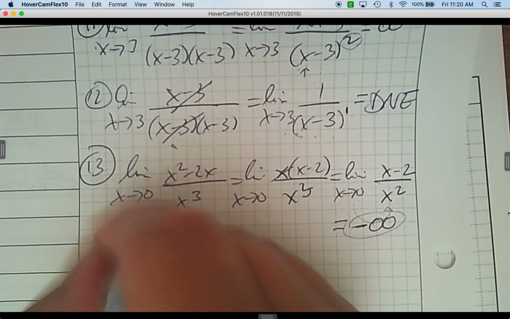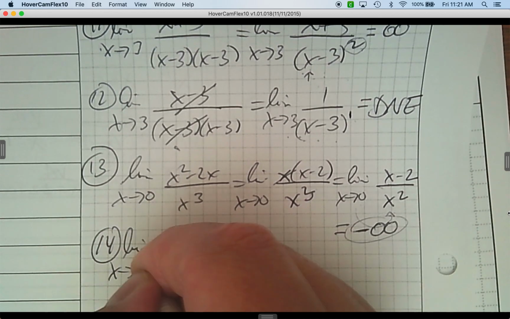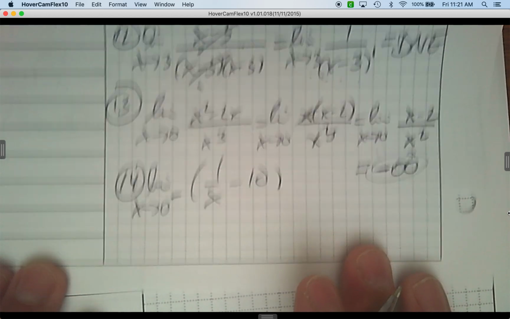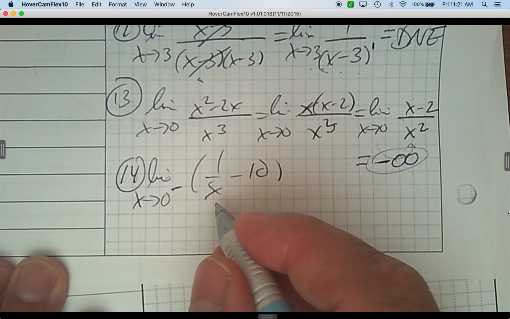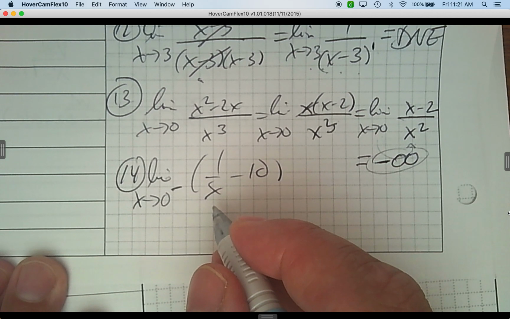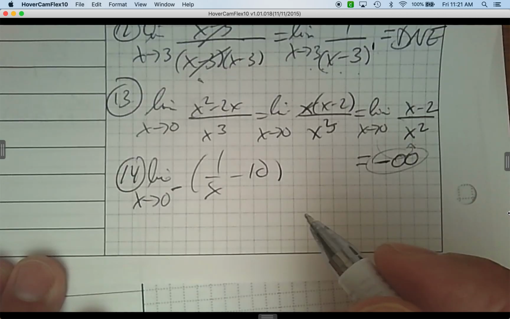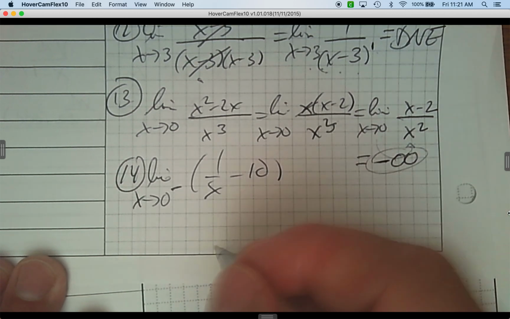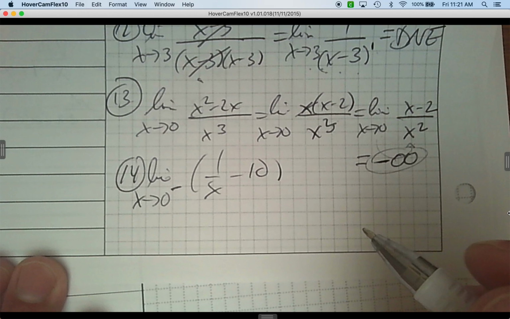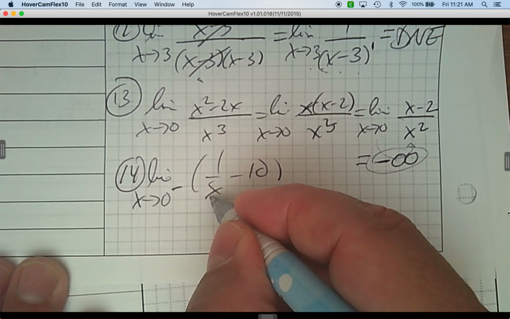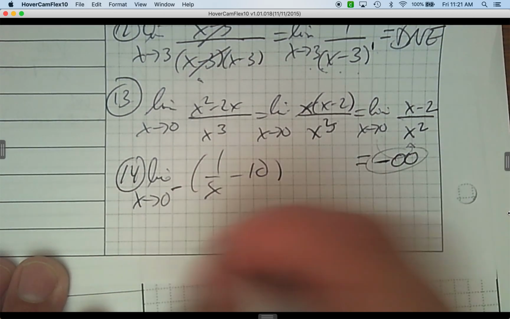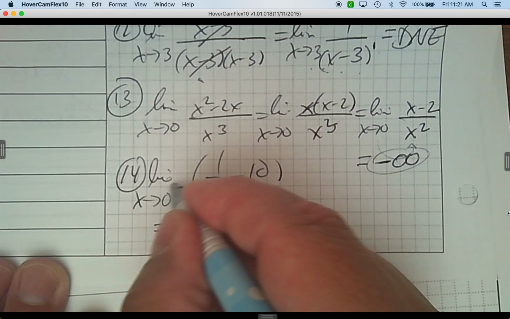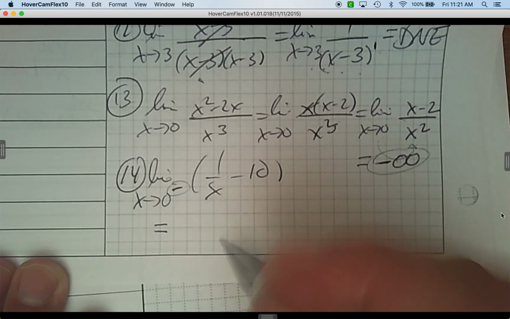Number 14. The limit as x approaches 0 from the left of 1 over x minus 10. So I want you to notice, again, for number 14, for 1 over x minus 10, what's happening to the left compared to the right? Well, when I plug in 0, that is non-removable. So at 0, there's an asymptote. So it's either going up forever or down forever. Now it's one-sided. So if it wasn't one-sided, it would not exist.